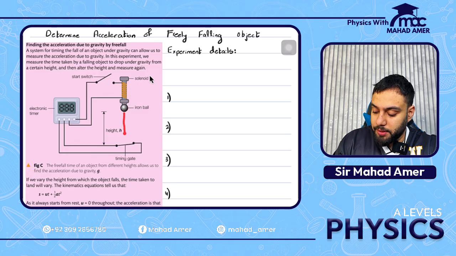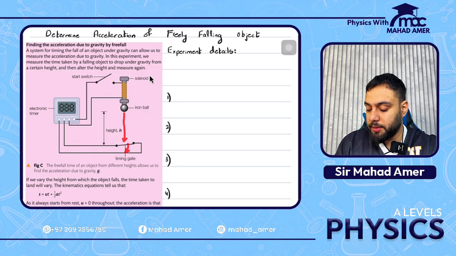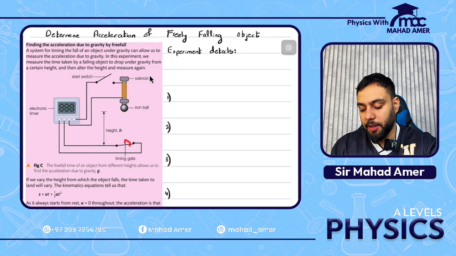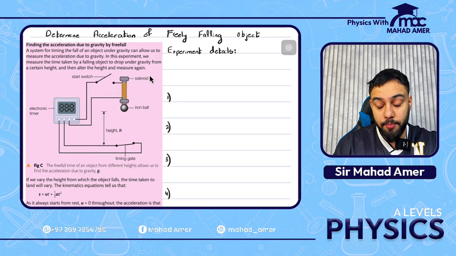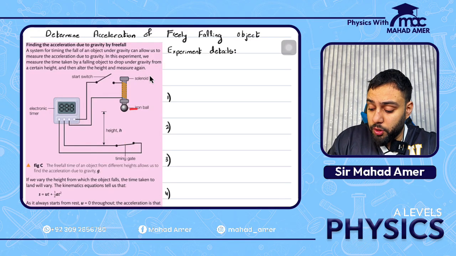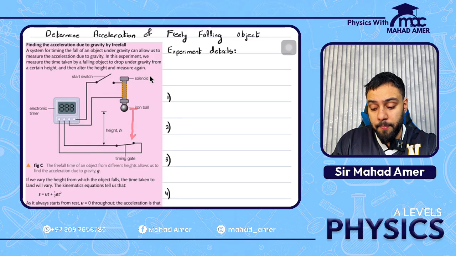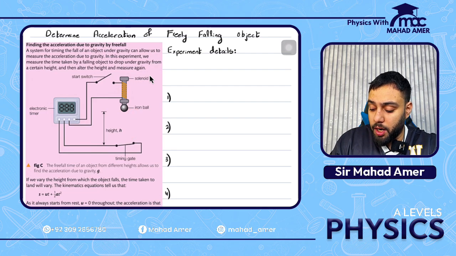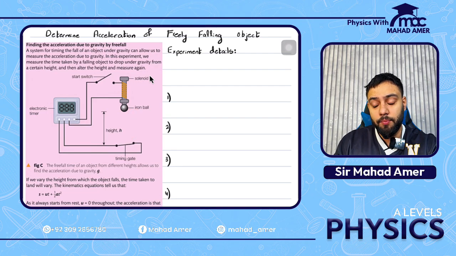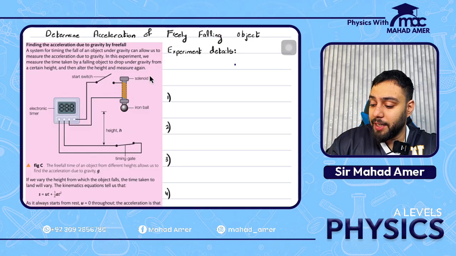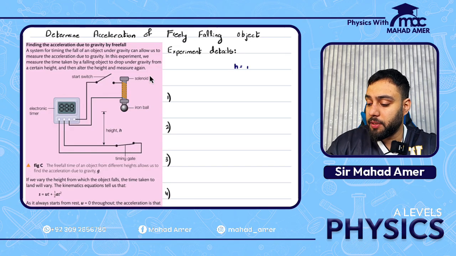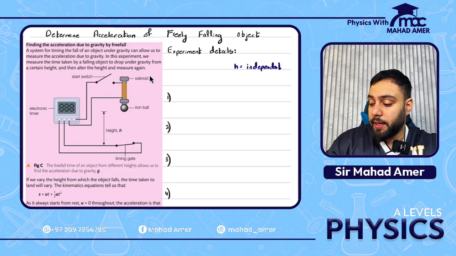As the ball drops and hits the timing gate, we note down the time. That is the time for the ball falling a certain height. In this experiment, we are to change the height. Therefore, height is the independent variable that we are changing, and time is the dependent variable.